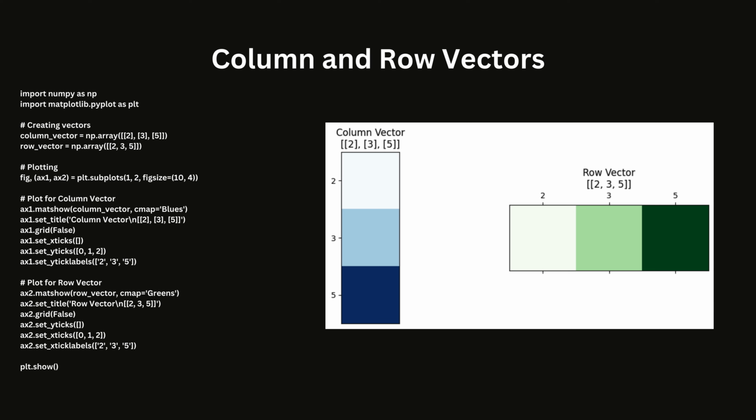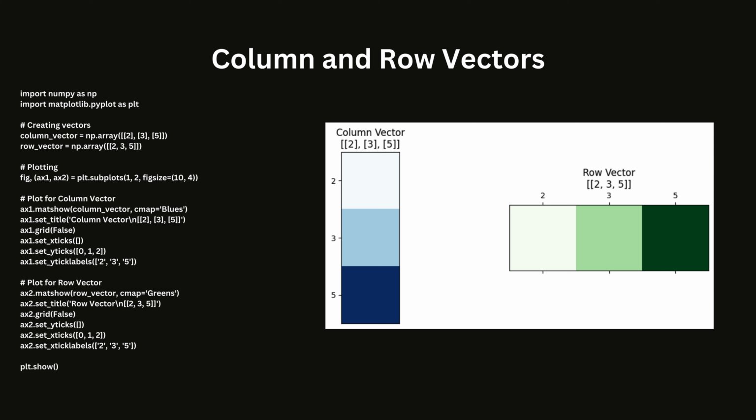Column vectors. A column vector is a matrix with a single column but multiple rows. It represents vectors vertically, which is a common format in mathematical and machine learning models due to its alignment with matrix multiplication rules. Row vectors. Conversely, a row vector has a single row but multiple columns. This horizontal format is also used in mathematical computations, especially in scenarios involving row operations or system states.